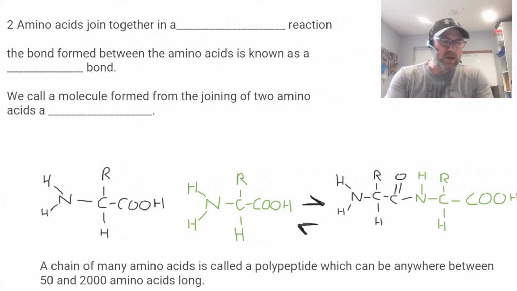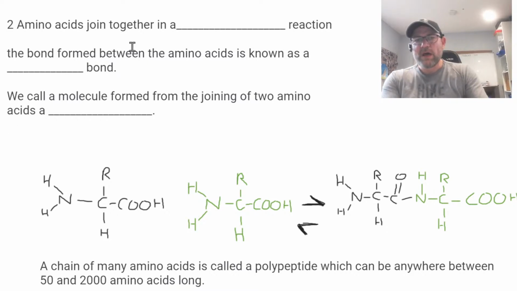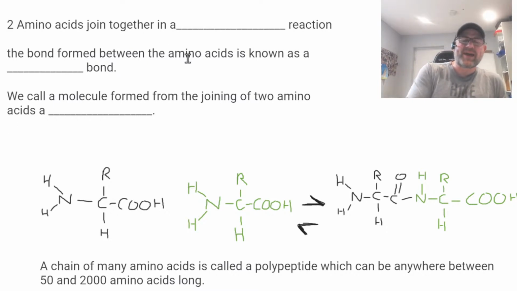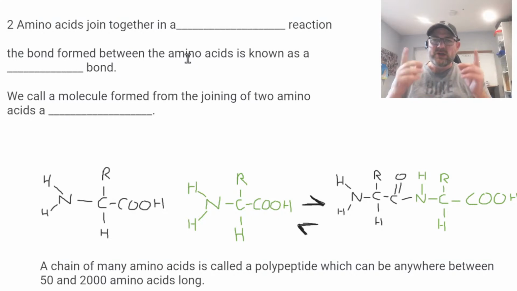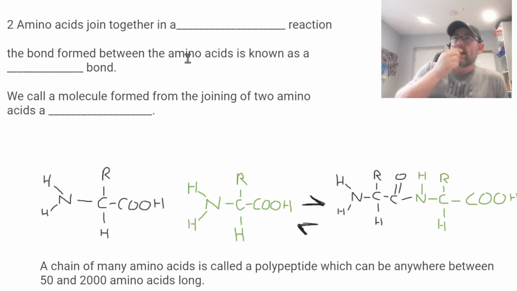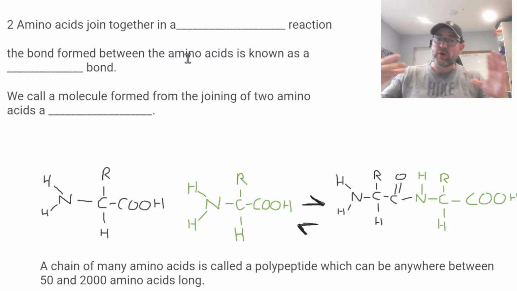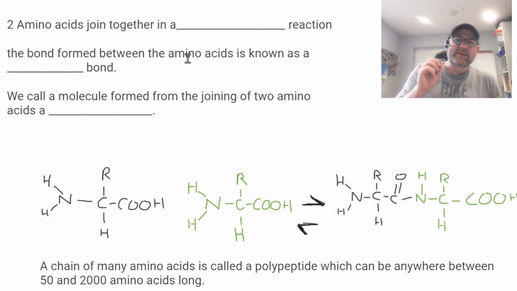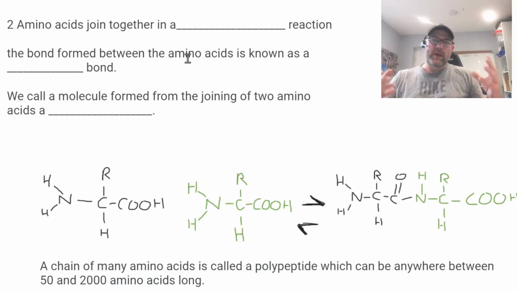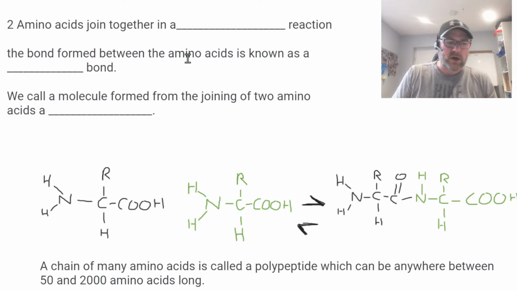I don't know if you know the answers to any of this, but 2 amino acids join together in a something reaction. Do you remember how we get a glycerol molecule in lipids and 3 fatty acids to join? There's a name for that reaction. And there's also a special name when we get 2 glucose molecules to join to form maltose or to form amylose or amylopectin, the different types of starch.